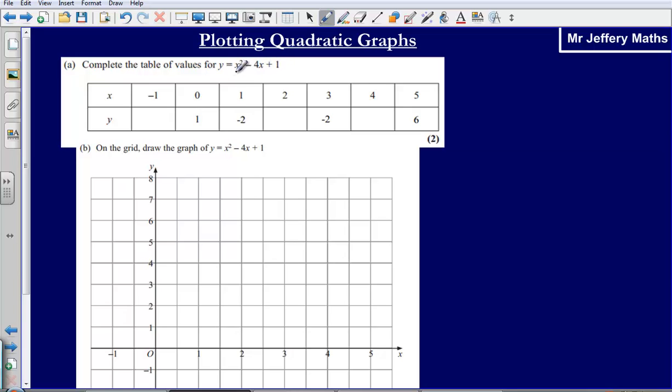Now the very first thing that we need to recognise when we're given a question like this is whether it is a straight line graph or a curved graph. The way that we can find out on our GCSE exam is by looking to see whether there is an x squared in the equation. We're given y equals x squared minus 4x plus 1. There is an x squared here, so that means it's going to give us a U-shaped graph.